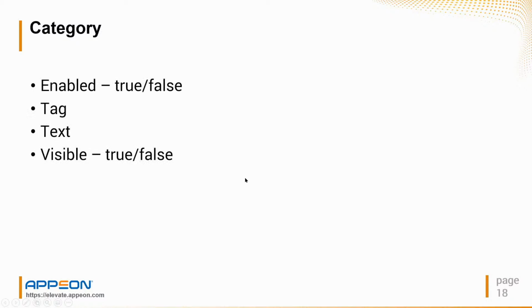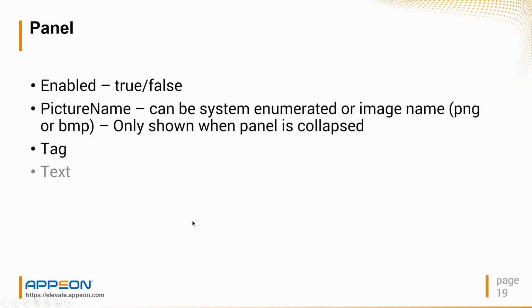Okay, let's look at what the category properties are. No real surprise there. A tag and a text, and enabled and visible properties. This is, in other words, in reminder, the categories are the tabs going across the top of your ribbon bar. Within your category, you have panels. So it has a number of properties here.